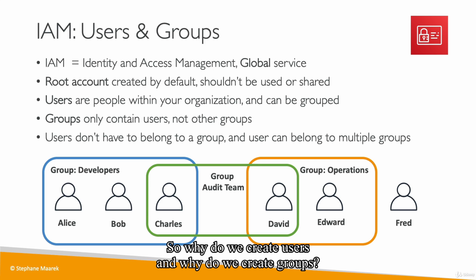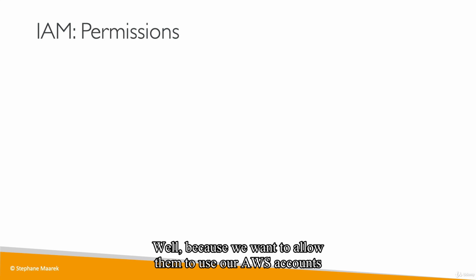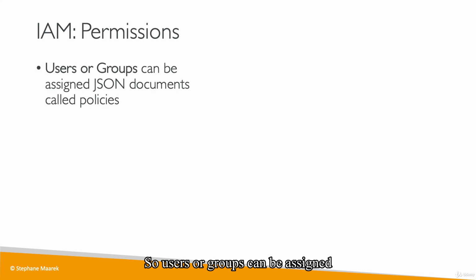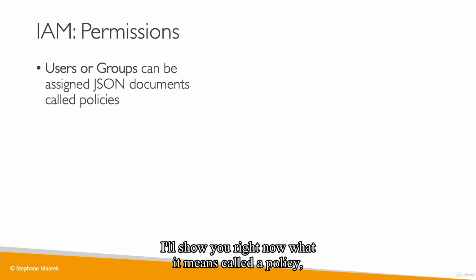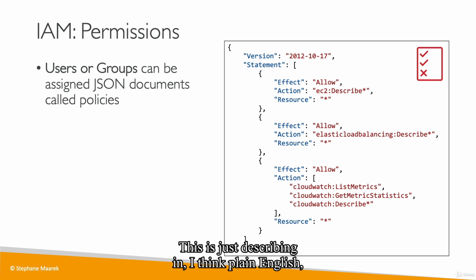So why do we create users and why do we create groups? Well, because we want to allow them to use our AWS accounts, and to allow them to do so, we have to give them permissions. So users and groups can be assigned what's called a JSON document. I'll show you right now what it means, called a policy, an IAM policy. So it looks just like this. So you don't have to be a programmer. This is not programming. This is just describing in, I think, plain English, what a user is allowed to do or what a group and all the users within that group are allowed to do.